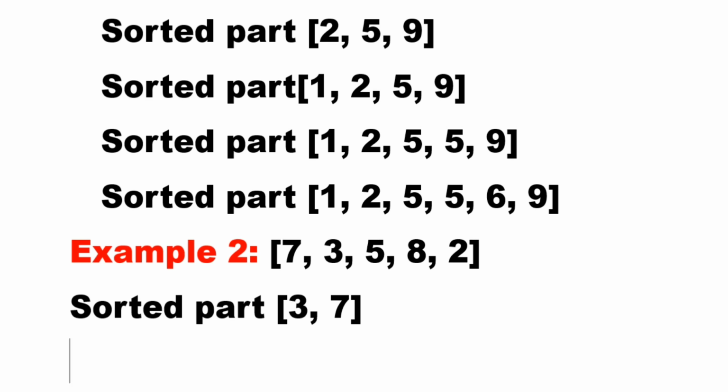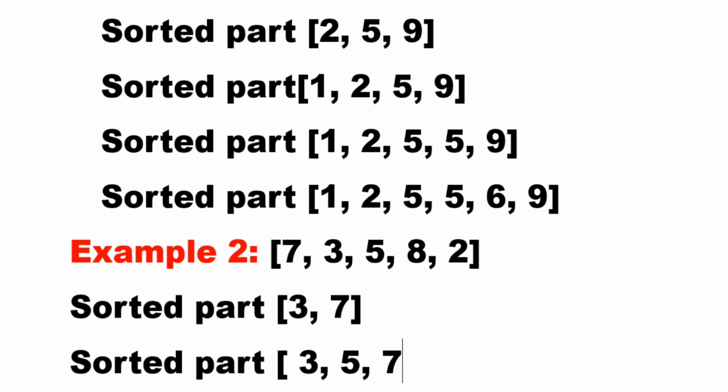Next, we move on to the third element. The third element is 5. Compare 5 with 3 and 7. It's greater than 3, yes. It is inserted before the 7. The sorted part is 3, 5, 7. This is the sorted part.